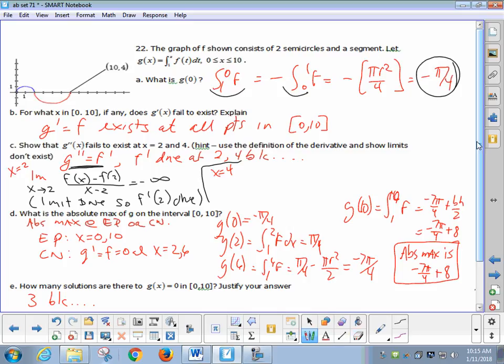It's a little different at 4 because the slopes are different on each side.